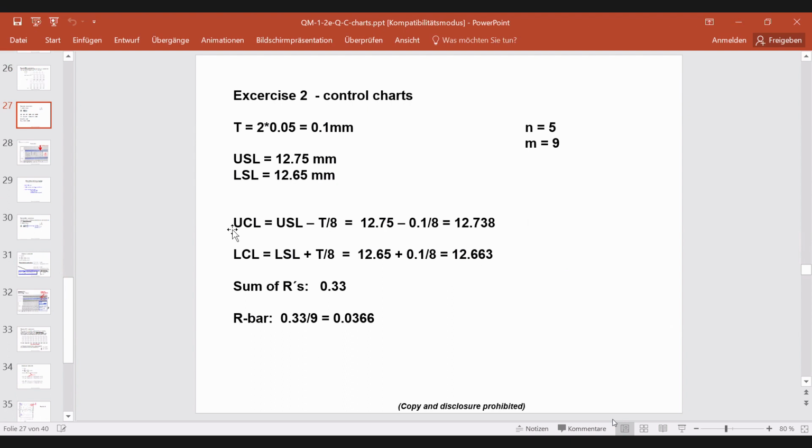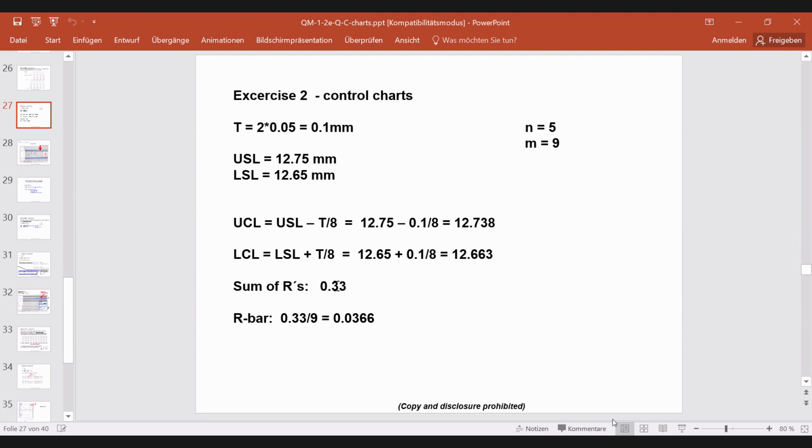Now you can calculate the upper control limit and the lower control limit by taking this equation, and you get an upper control limit of 12.738 and the lower control limit of 12.663. This is the tolerance, 0.1 here, tolerance T divided by 8, as I showed you a few sheets before.